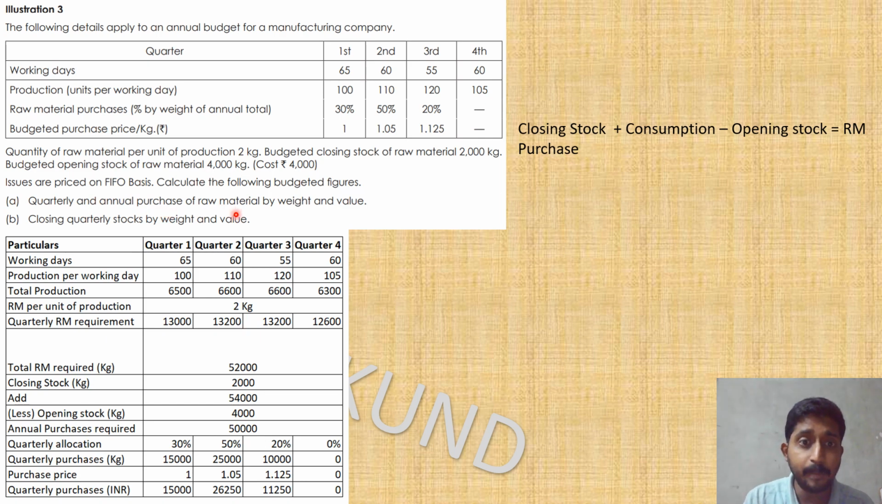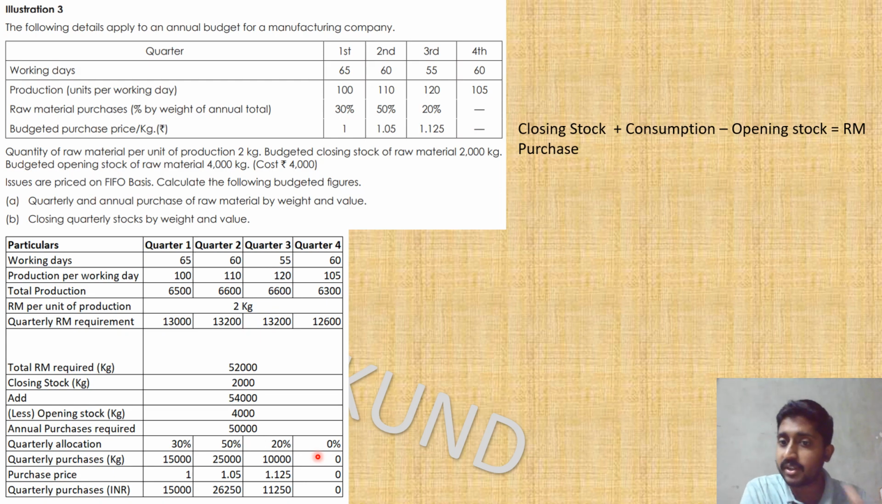Okay, so annual purchase by weight we have found, which is 50,000, and now we have to split this into quarterly purchases. For that, very important input is given. The purchase by weight, they have given the percentage 30, 50 and 20. So 30, 50 and 20 is the allocation for the first, second and third quarter. So you can apply on this 50,000 kg, and you can find how much is the quarterly purchases.